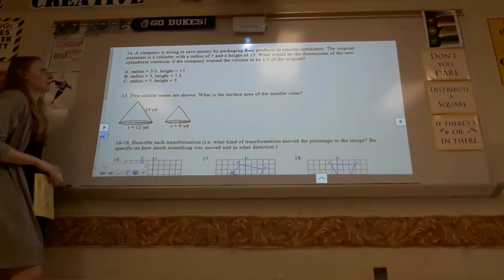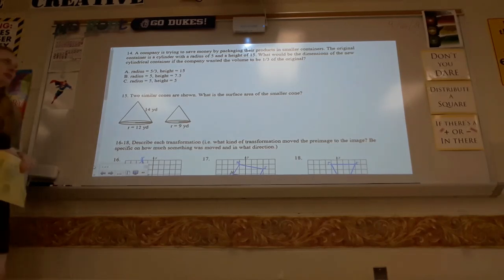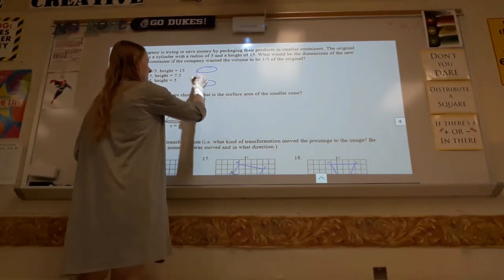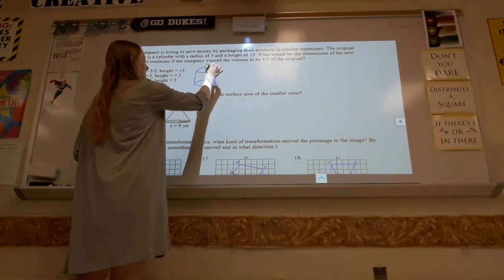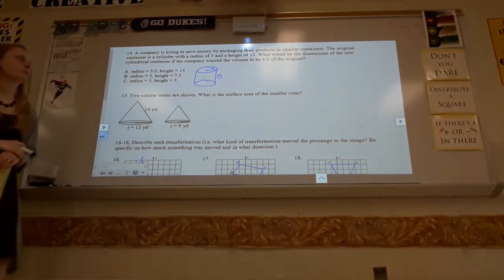Oh, alright. I really like this question. It's quite interesting. We have a company that's trying to save money by packaging their products in a smaller container. The original container is a cylinder with a radius of 5 and a height of 15. I just want to make sure this is visual for you guys, so I'm going to draw this. So, it had a radius of 5 and a height of 15. This is their original design.